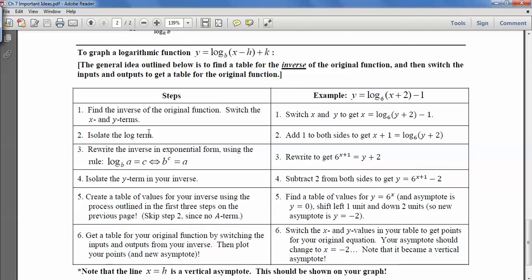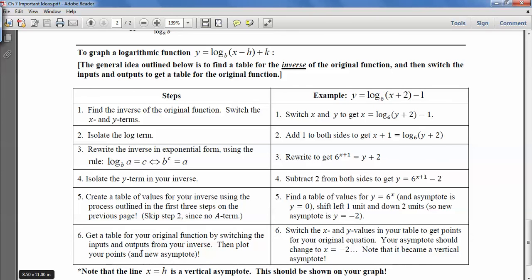Find the original. Isolate the log term, right? Rewrite an exponential form. Isolate the y term. Create a table of values and domain and range and all that stuff. And then switch the inputs and outputs, okay?